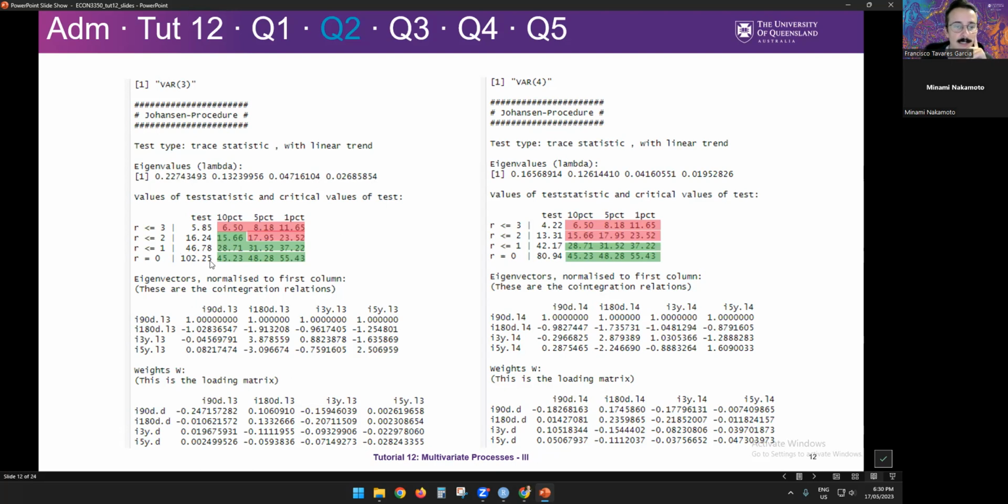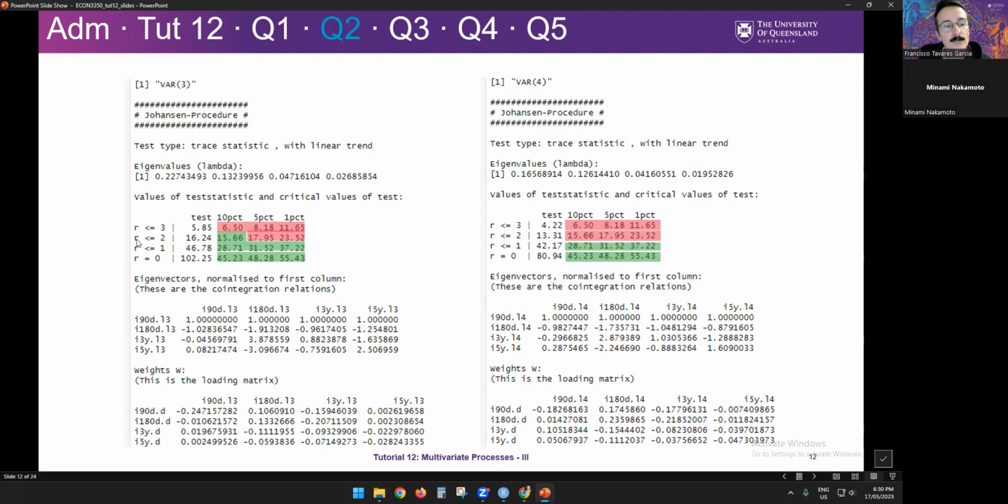And you will notice it's higher than the 10% threshold, 5% threshold, and 1% threshold. So it is rejecting this null hypothesis at all those levels. Then for restrictions being smaller or equal to 1, we're also rejecting for the 3 levels. So at 10, 5, or 1%, we're rejecting.